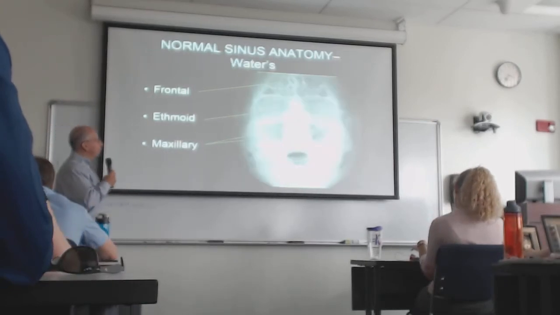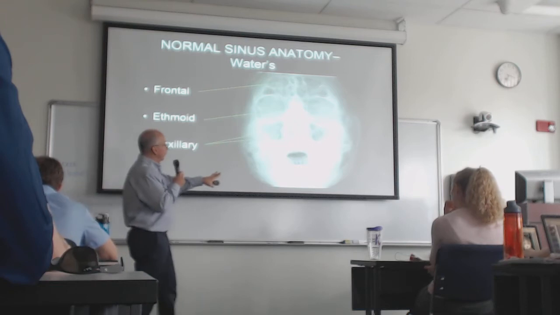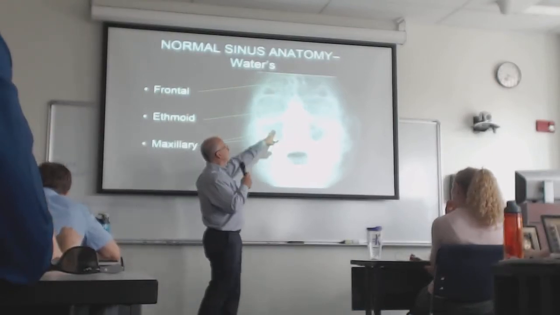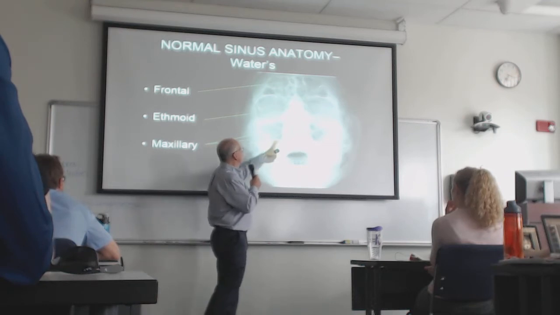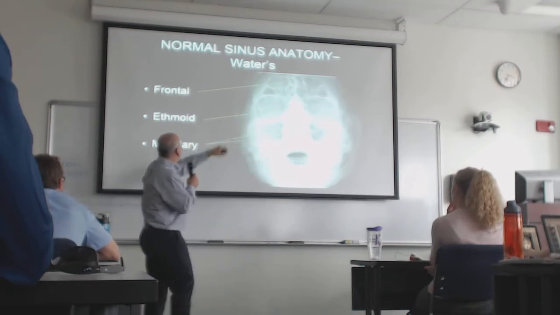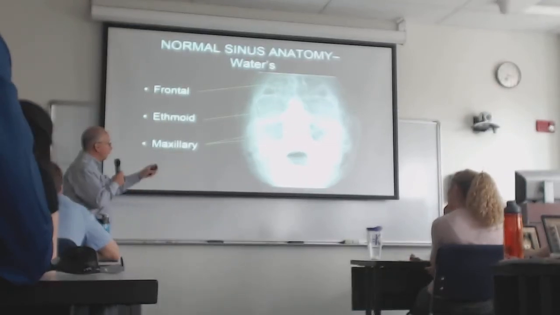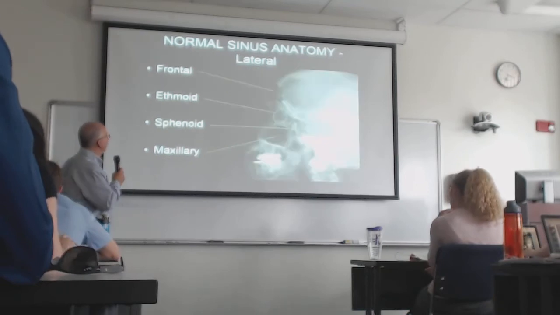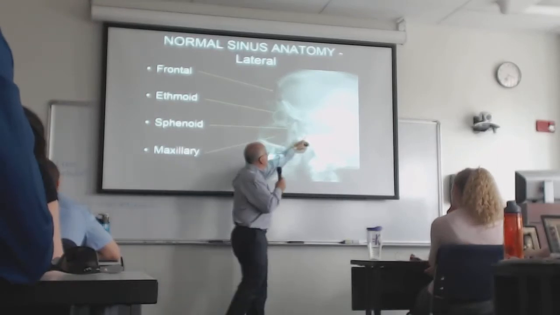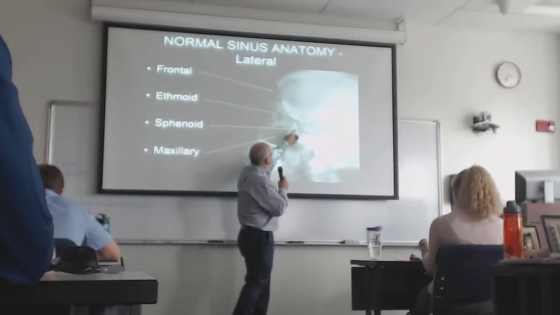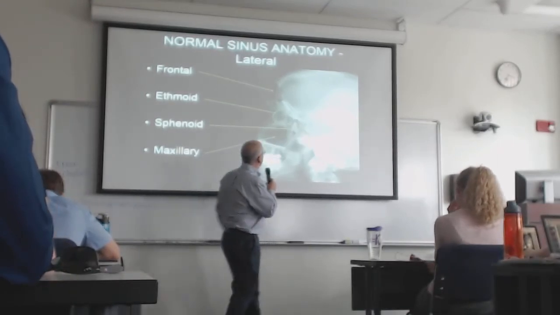So it's a little different view, the Waters view, where the beam is angulated. The beam is angulated up, I can't even remember. We do this so infrequently anymore. But it's a better look at the ethmoid air cells and frontal sinuses, probably a more complete look at the maxillary sinuses. On the lateral, here's that sphenoid sinus in the sphenoid bone, right beneath the sella turcica.